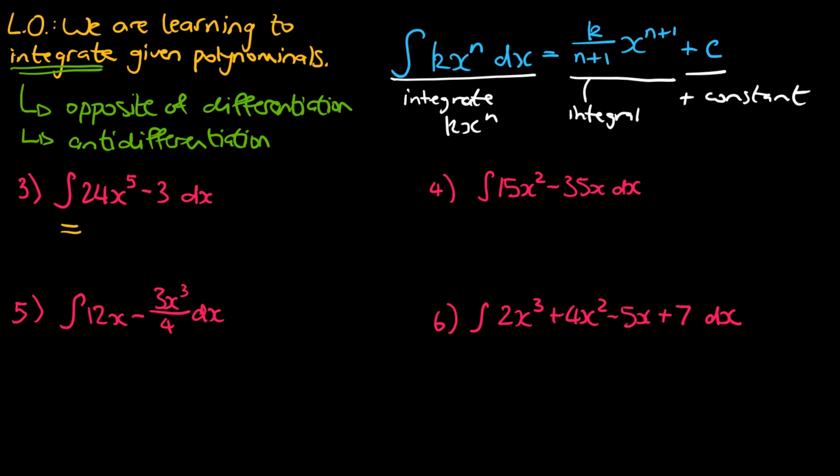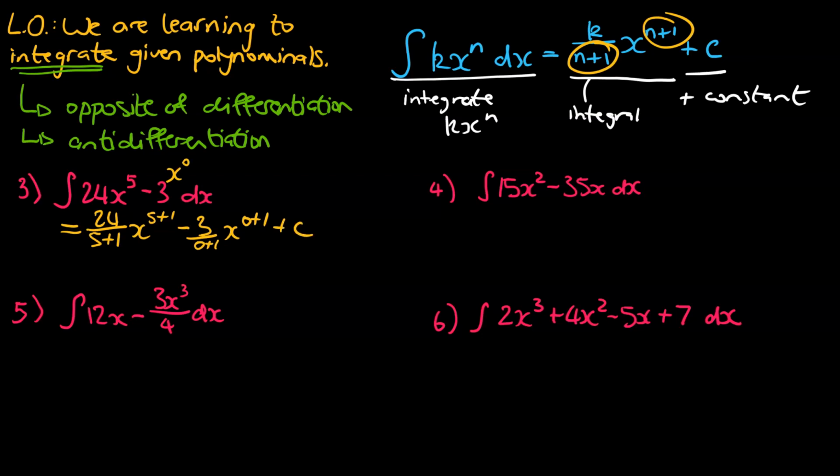So we're going to start by looking at our formula. We're going to go k divided by n plus 1, and just noting the n plus 1 is the same in the denominator and in the power. So we go 24 divided by 5 plus 1, multiplied by x to the power of 5 plus 1, noting the denominator and the power are exactly the same. We're then going to go minus 3 divided by 0 plus 1, times x to the power of 0 plus 1. And just a reminder that 3 would have been included as x to the power of 0.